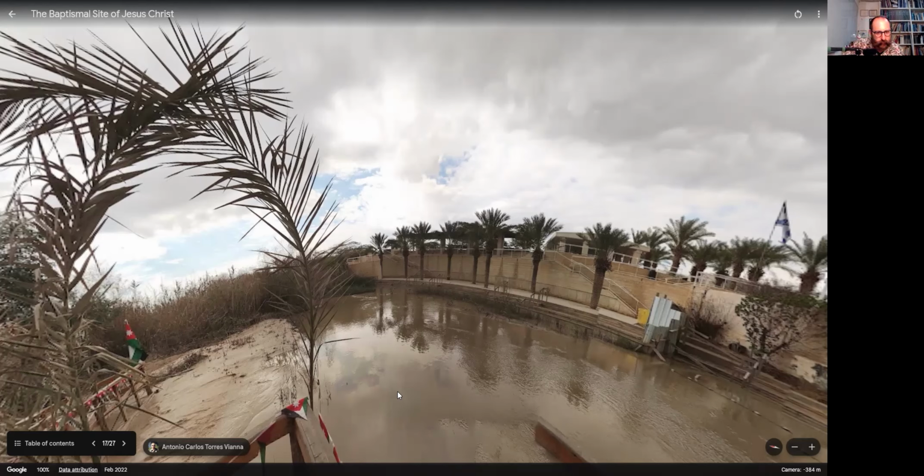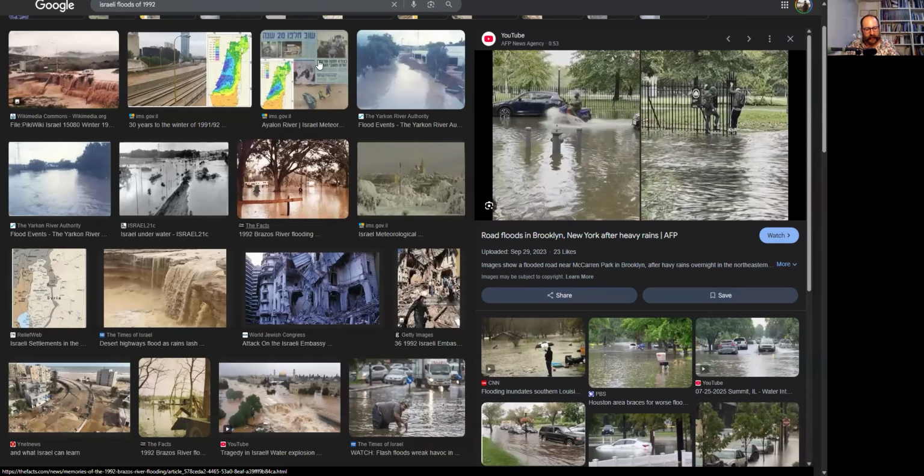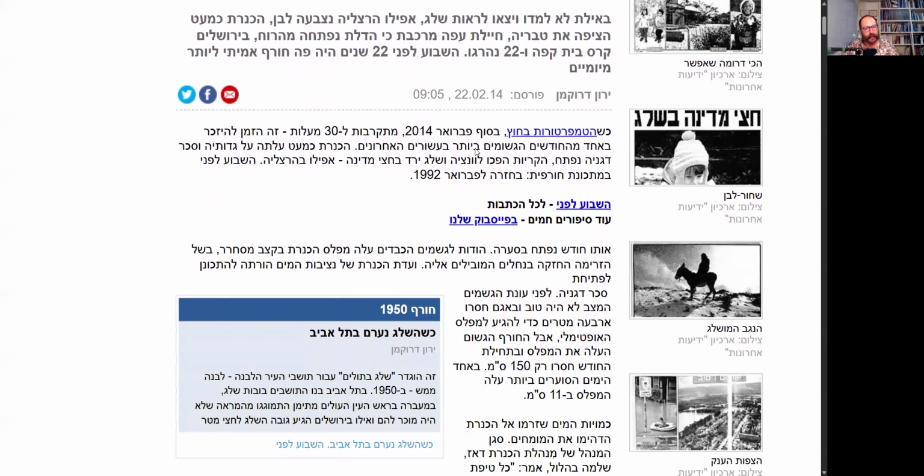In the floods of 1992, the entire country was drenched and flooded. And you can see a lot of examples of this. I remember this. I remember going by the Kinneret and seeing trees popping out of the water, tops of trees. And I want to show you a couple of really amazing pictures and tell you a story.